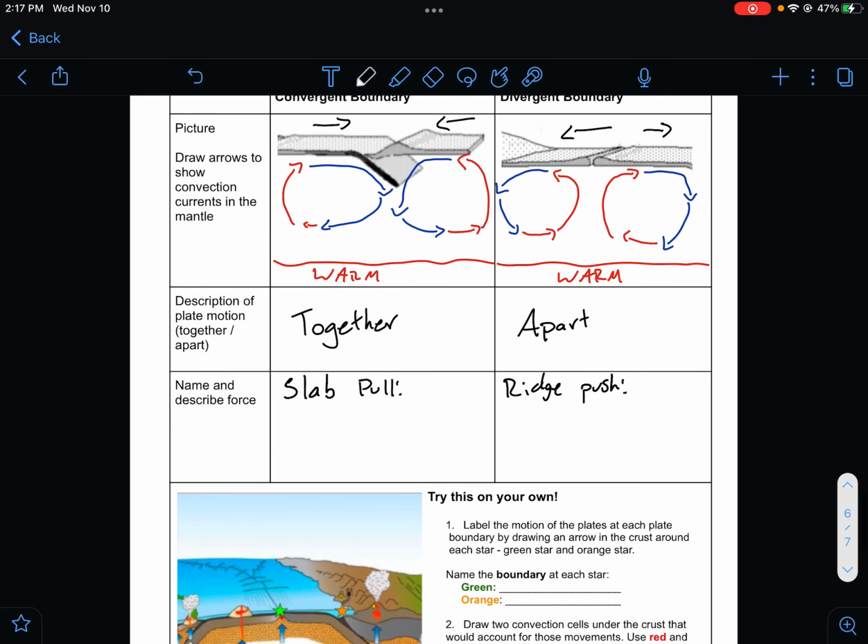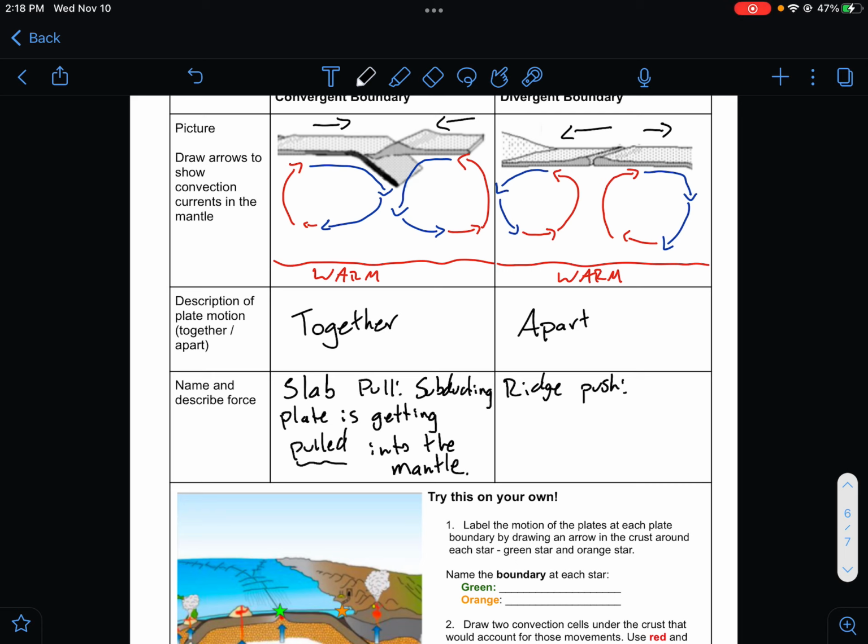So in slab pull, that subducting plate is getting pulled down into the mantle. So we can write that. Subducting plate is getting pulled into the mantle. Because that plate is literally getting pulled down by gravity and by these convection currents. It's like tug of war. It's being pulled down into the earth.